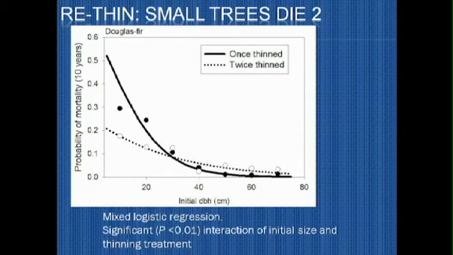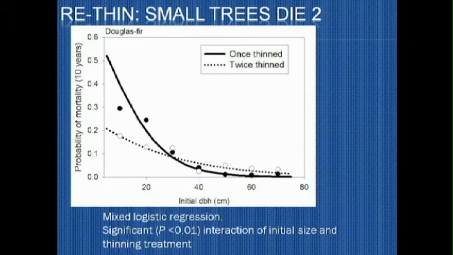So this is a similar story. This is from the rethin. Those other data were from the initial thin, 7 sites, and this rethin is on 4 sites here in Western Oregon. It's a similar story, but taking a slightly different analytical approach. In this case, we have the initial size of the tree on the x-axis as a continuous function, and the probability of mortality over 10 years, from 1 to 11 years after the thinning treatments were applied. And these stands were either thinned once or thinned twice.